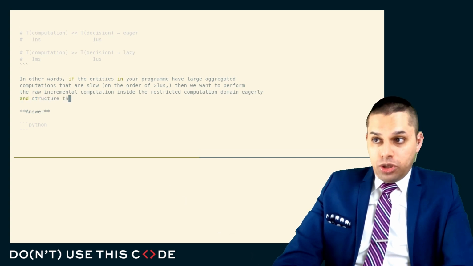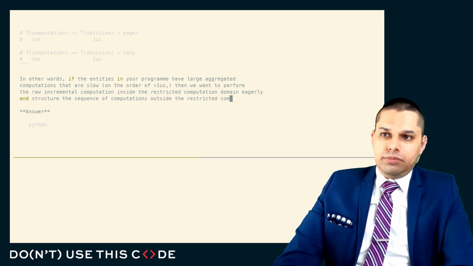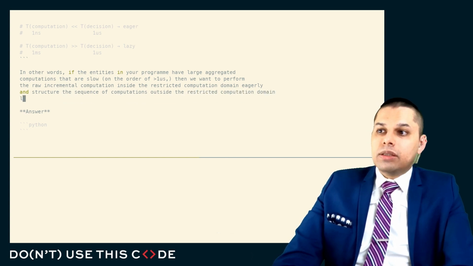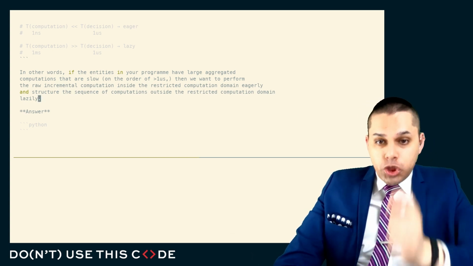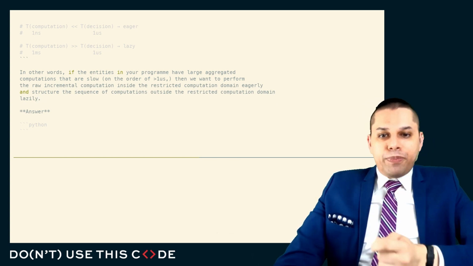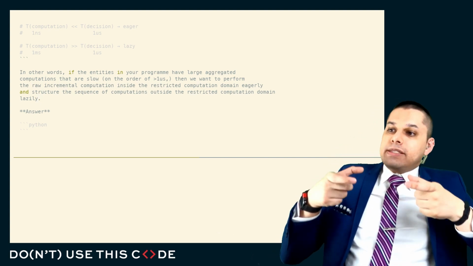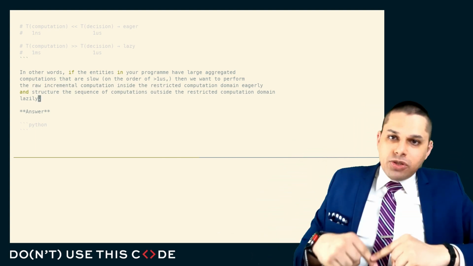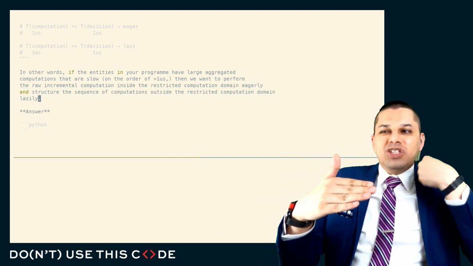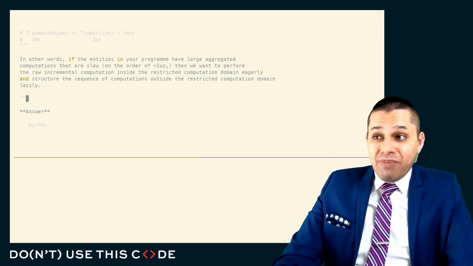and structure the combination or the sequence of computations outside the restricted computation domain in pure Python lazily. In other words, it is very common in our NumPy and Pandas code to see generators, but the generators should represent any simulation or process or solver that's not closed form, that cannot be pushed into the restricted computation domain, where the incremental computation is slow enough that we should just keep asking, should we keep going or not? In the case of something like this, we can imagine that actually might be the case for our problem.